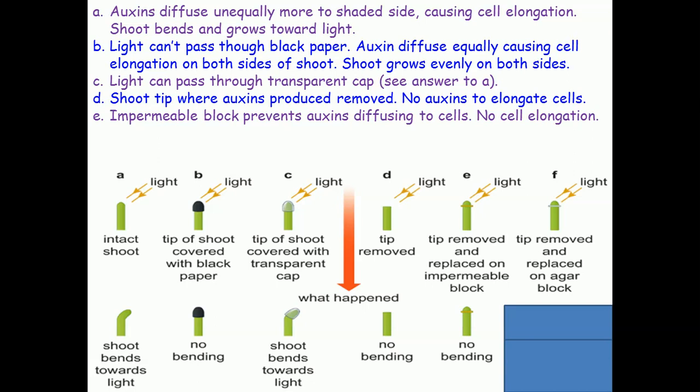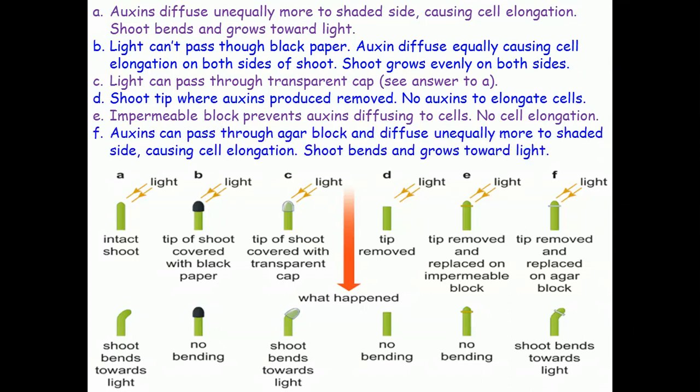And then experiment F is similar to E, but this time when you put the tip back, you're putting it on an agar block, and agar allows auxins to diffuse through, so the end result is the shoot bends towards the light. Here, auxins can pass through the agar block because it is permeable, so they diffuse unequally, more to the shaded side because it's responding to the light coming from the right, and that means those cells on the shaded side will elongate more, and that causes the shoot to bend and grow towards the light. So those are classic experiments that you might have to describe and explain in your exams.